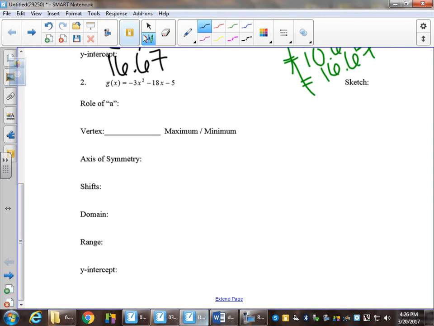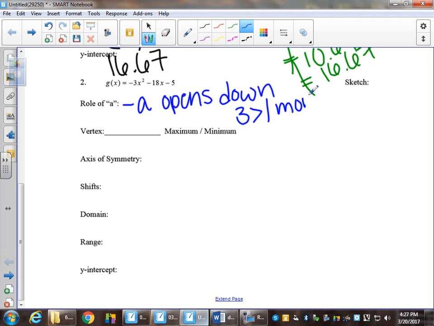Our next problem is in standard form. Role of a, we have a negative a, so our parabola opens down. 3 is greater than 1, therefore our parabola will be more narrow. Because again, we don't look at this as a -3. We ignore the sign, we just look at it as a 3. And 3 is greater than 1. So we're going to be opening down and we're going to be more narrow.